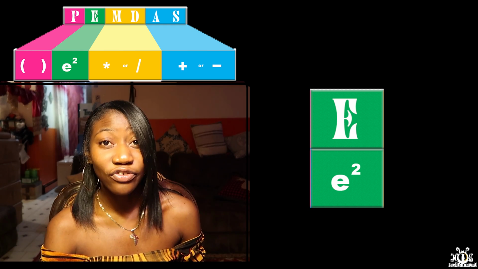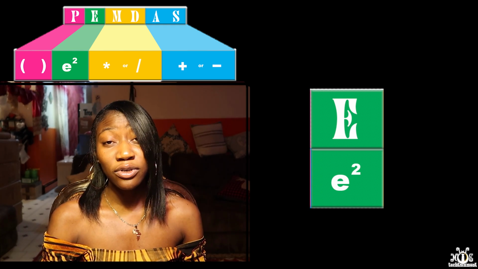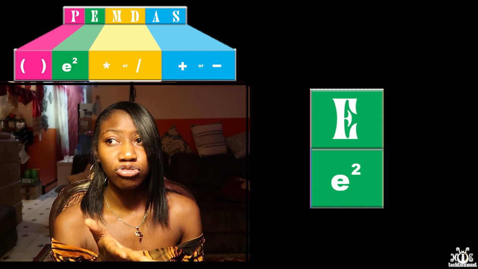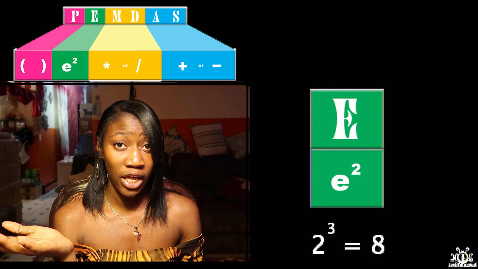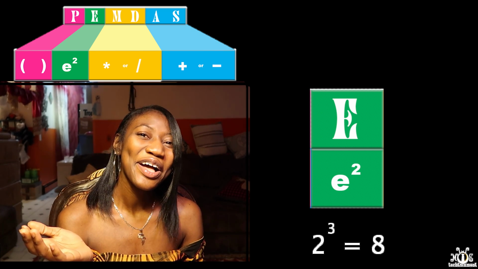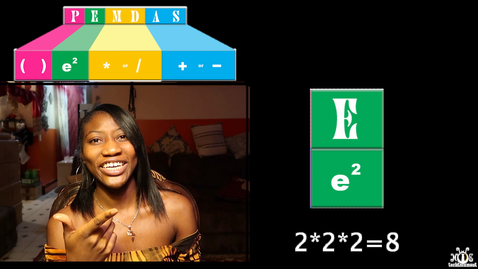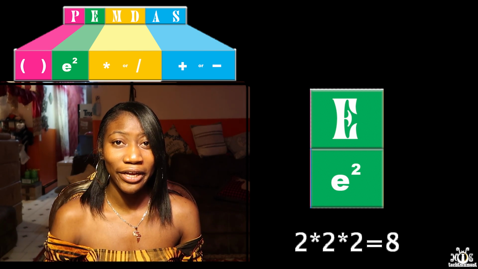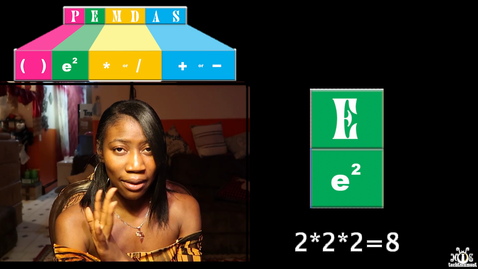E stands for exponents. And exponents is usually when you take something to another degree. So for example, 2 to the 3rd degree would be 8. Because 2 times 2 is 4, and then 4 times 2 is 8, okay? So basically you're just multiplying it by itself.